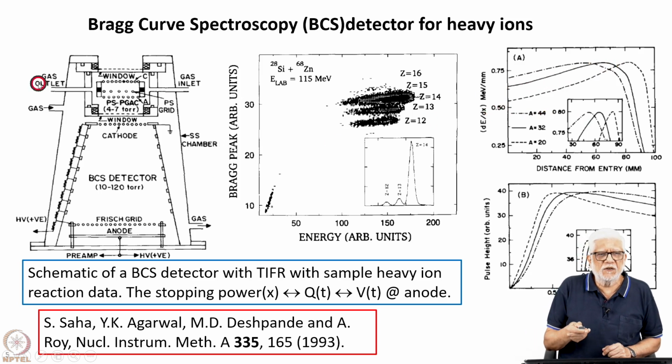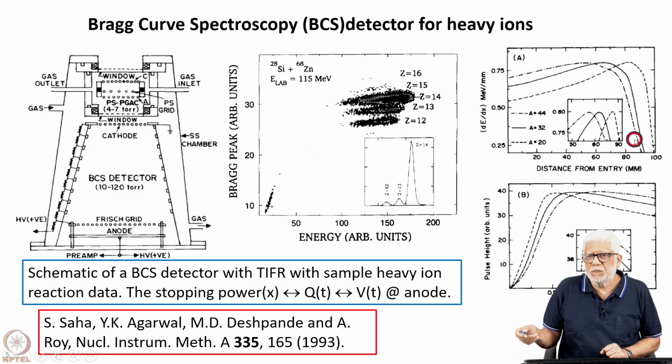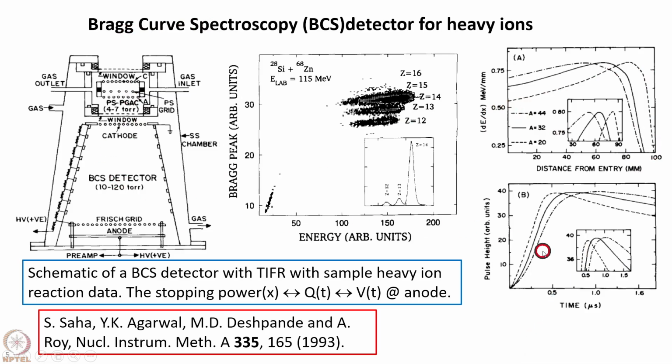So, this is a detector which was built at the Tata Institute, and this is the corresponding paper, Satyajit Saha, Agarwal and so on. And then this shows the configuration where a heavy ion comes in here and stops somewhere, and you get an ionization profile like this. Because of the drift, you have measured the drift time with respect to some other time reference, then you actually see the time information, and this can be converted to energy and ID of the particle, that kind of information.